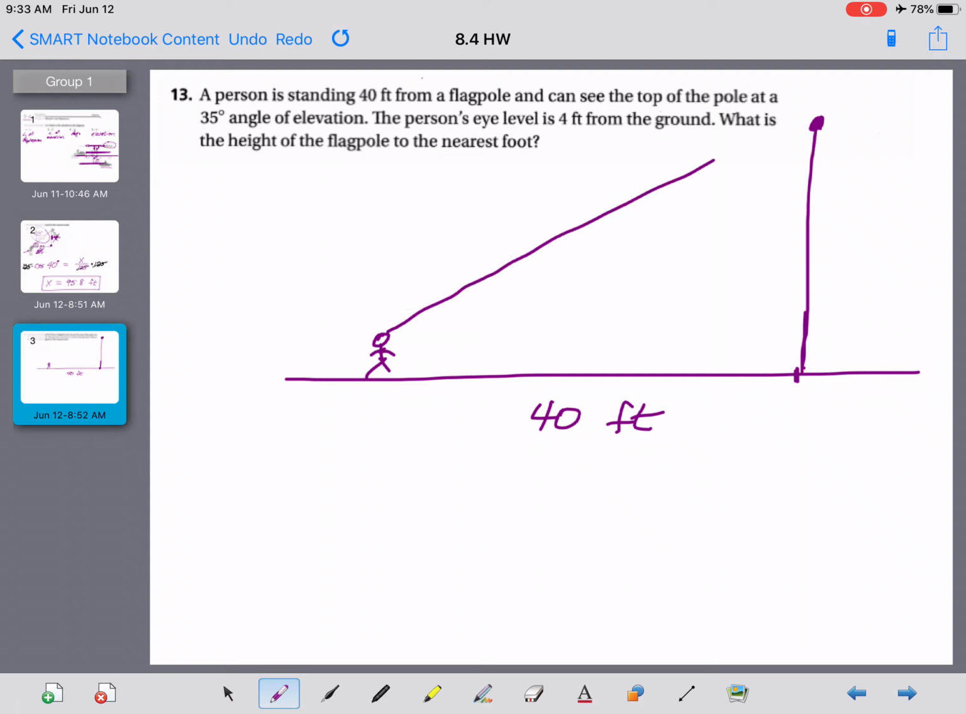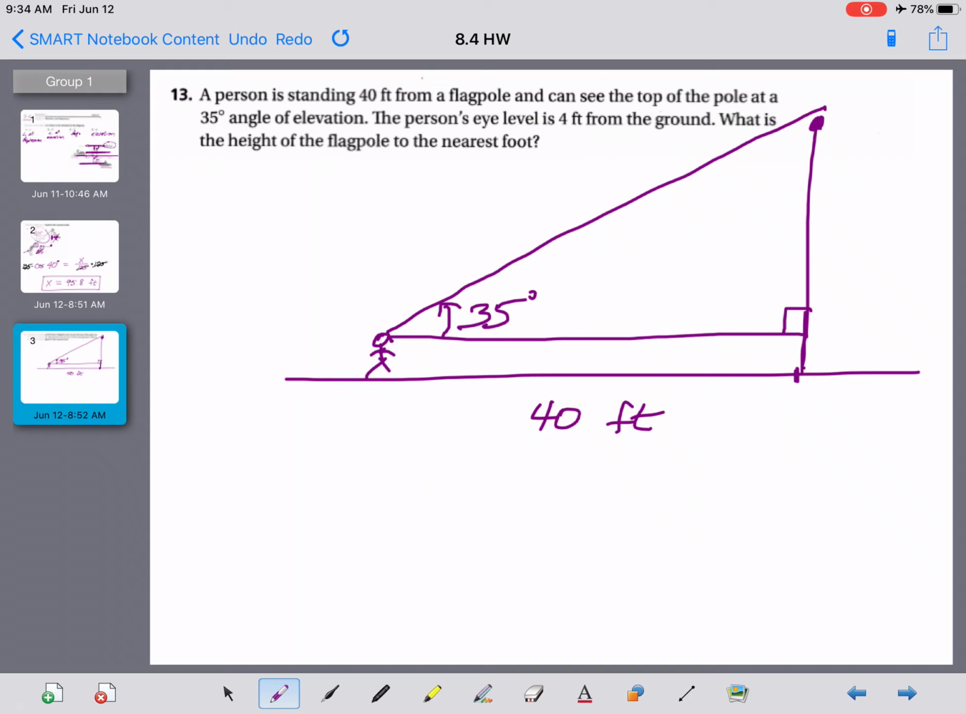And this problem is a little bit more realistic than the one that I did with you before. Here's why. The person's eyes, obviously, are not on the ground itself. So what this problem does is it uses a horizontal line coming out of the person's eye level, and here's your right angle and there's your right triangle. Now the angle of elevation is how many degrees up this person needs to look from a horizontal line to see the top of the flagpole. So this person is looking up 35 degrees. So there's your angle of elevation.